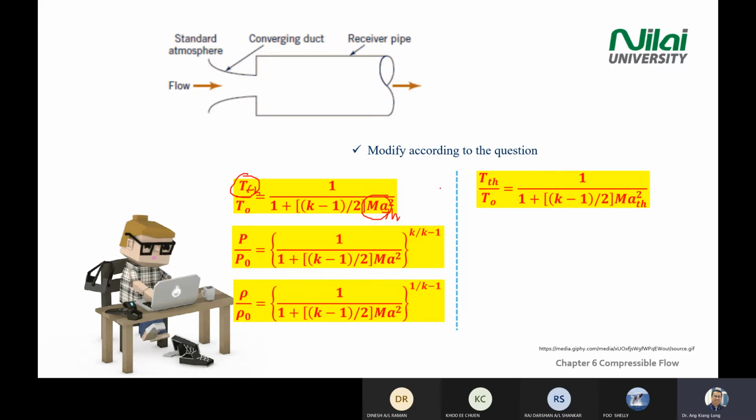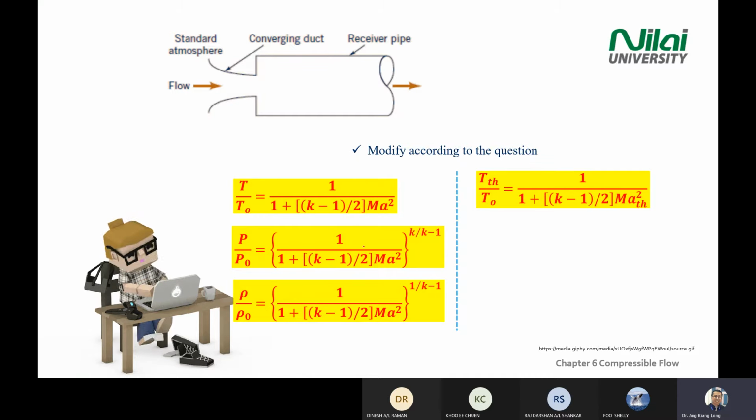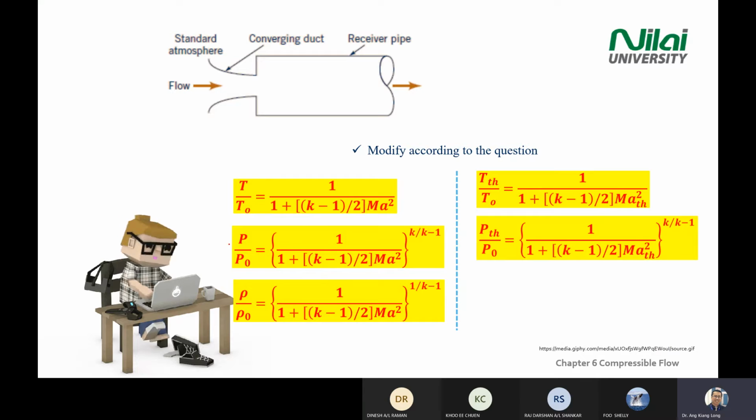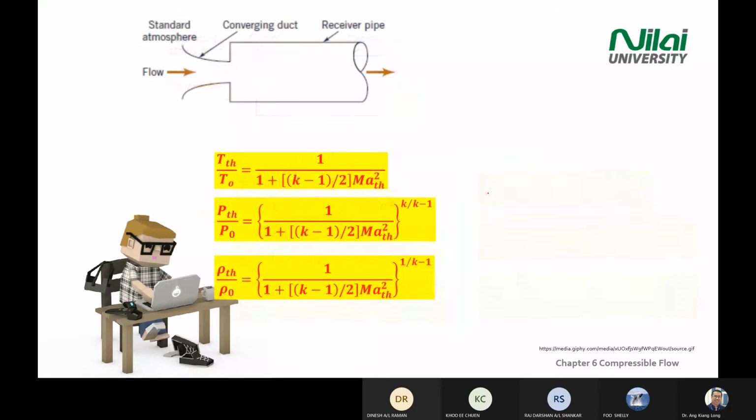As you can see, there's a modification of the equation. T becomes T throat, Mach number becomes Mach at throat. You do the same for the other two equations. Pressure at throat, Mach number at throat. Density at throat, Mach number at throat. So we just modified from the left-hand side to the right-hand side. We focus on these three modified equations.